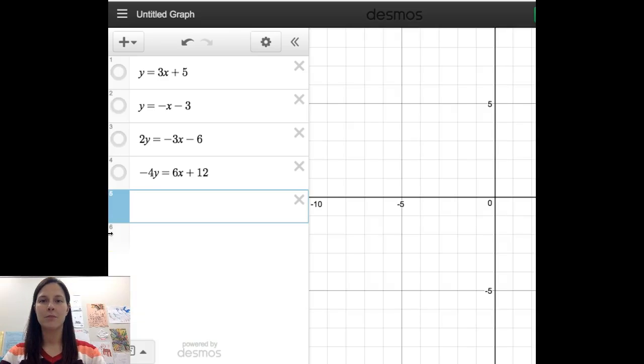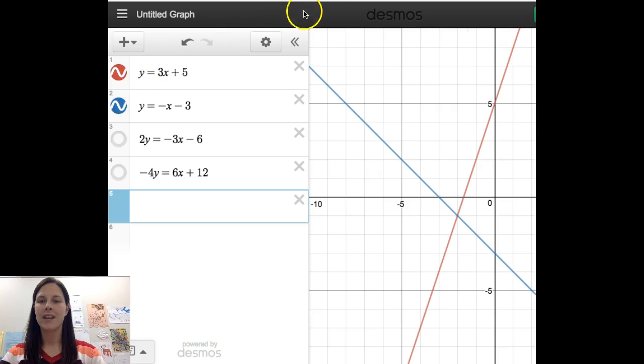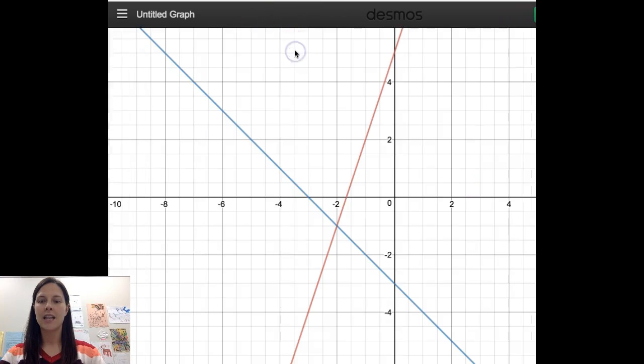So here I have Desmos pulled up and I already have the first two equations typed in. I'm going to turn them on and Desmos will graph them for us one at a time. Our first equation was y equals 3x plus 5, and our second equation was y equals negative x minus 3. We're going to hide this so we can see the graph a little bit better. And we can see where they intersect right here. We can try reading it off the graph, but if you click on it, Desmos will give you the point of intersection. That is the solution for our system, (-2, -1).